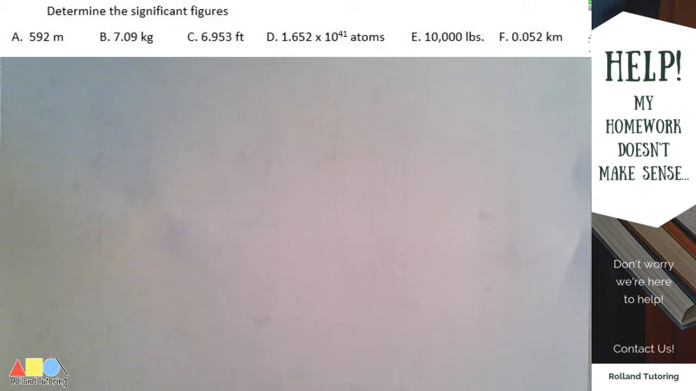Today we are talking about significant figures. This is necessary to know if you're in any science class or engineering. So right now we will give you 6 different examples of finding significant figures.